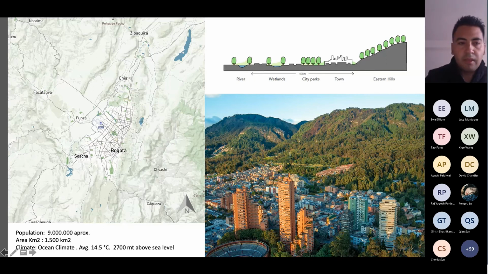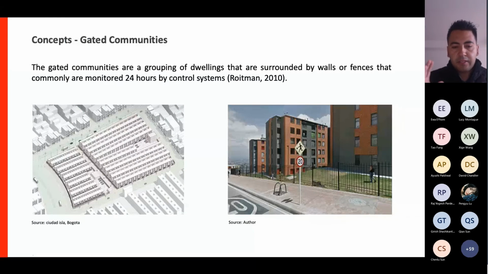I am aware that gated communities are not exclusive to Colombia, or not only in Bogota. It is a phenomenon that exists everywhere, in many countries and cities around the world. But there are some singularities that make gated communities a special character in this place. I will explain this later on.